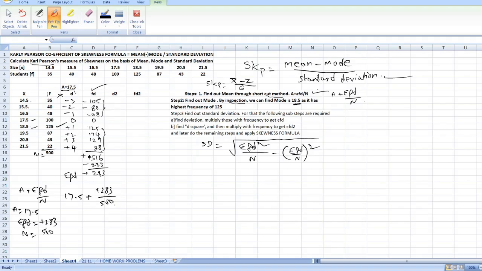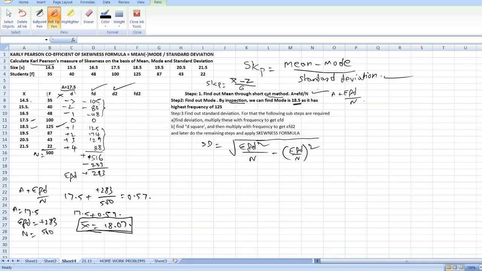Now 17.5 plus 283 divided by 500. So when you do that, you will get how much? You will get 0.57. So you have to add up 17.5 plus 0.57. So when you add all those, you will get arithmetic mean 18.07. Okay students, please note down this important value. And next we have to find out d square. To find out standard deviation, first you have to find out d square.